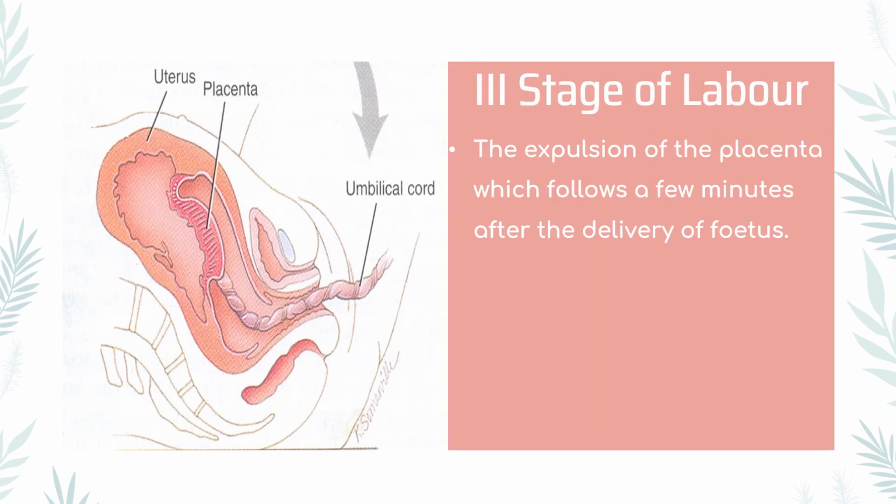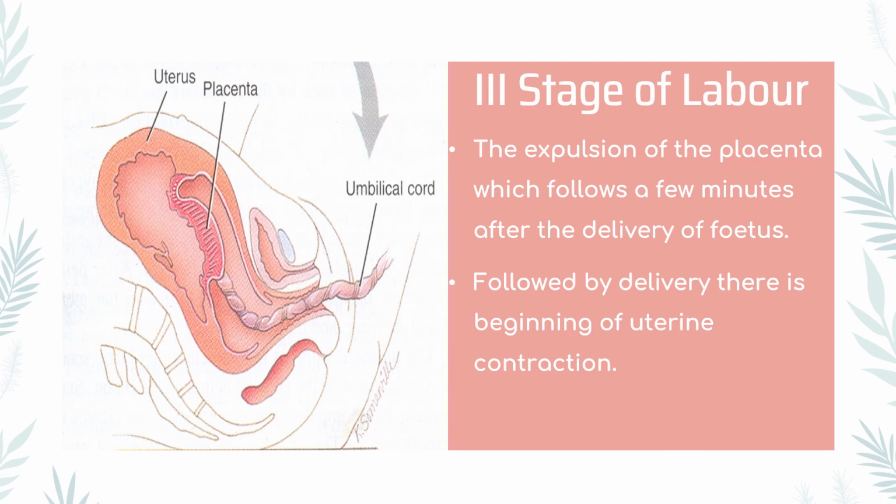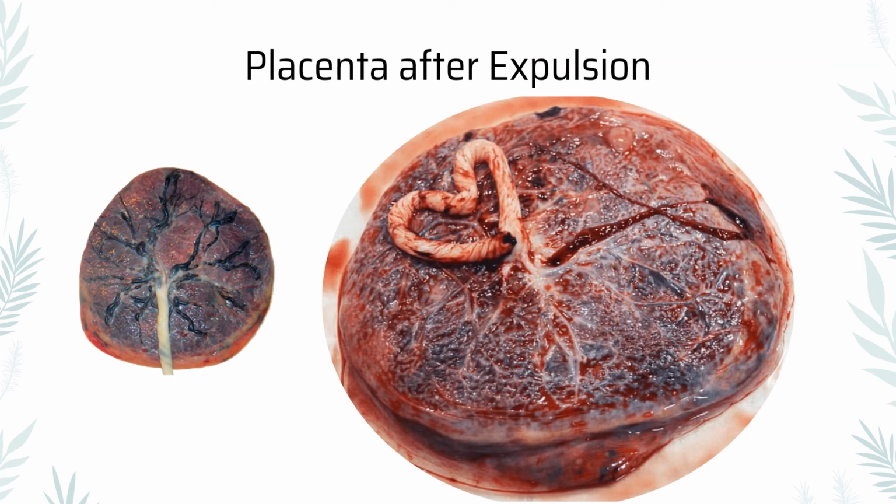Stage 3 of labor, expulsion of the placenta, which follows a few minutes after the delivery of the fetus, followed by delivery. There is a beginning of uterine contraction. Here you can see the placenta after the expulsion, and here you can see the umbilical cord, the uterine artery and the vein. Here you can see the vein and the arteries.